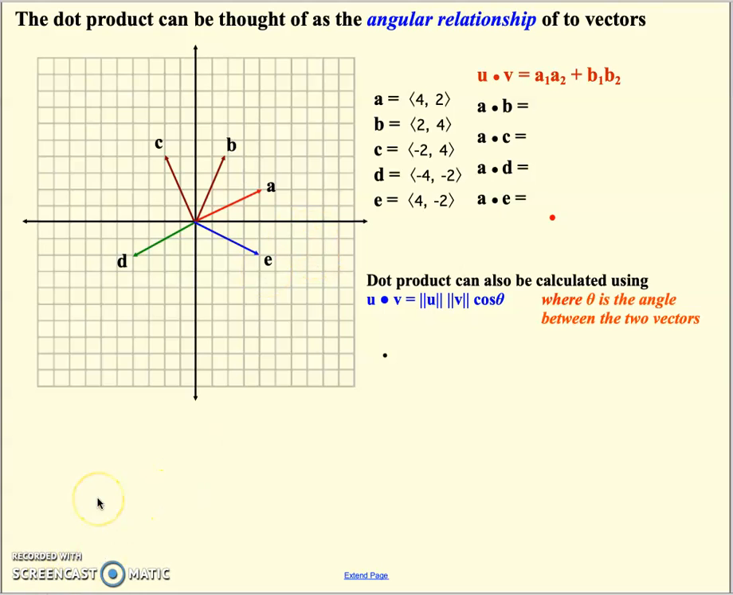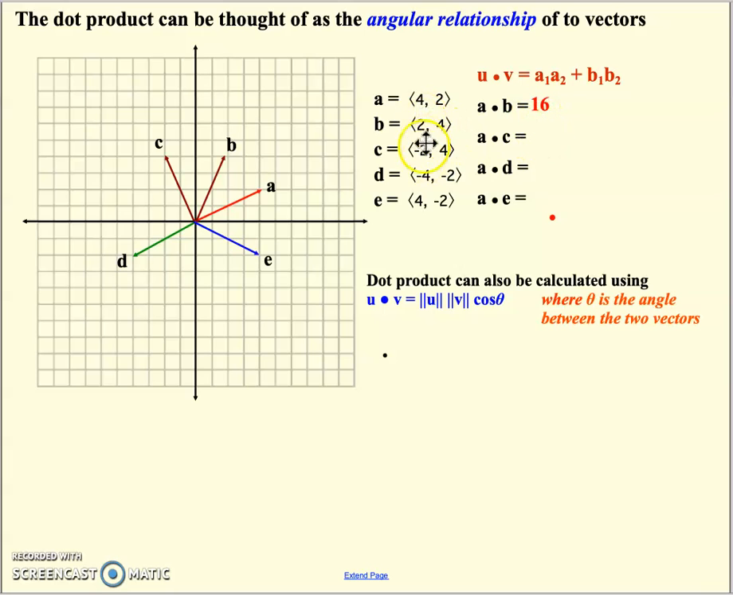Another way to rationalize it is to think of dot product as the angular relationship between vectors. How far apart are they from each other? That's different from a vector's angle, which is measured from horizontal; this is a comparison of vectors to one another. Let's start running through some dot product calculations. Here's a list of vectors, and here they are over here, so you have the visual aspect. You can do this in your head. If I do a dot b, 4 times 2 is 8, 2 times 4 is 8, 8 plus 8 is 16. Super simple calculation.